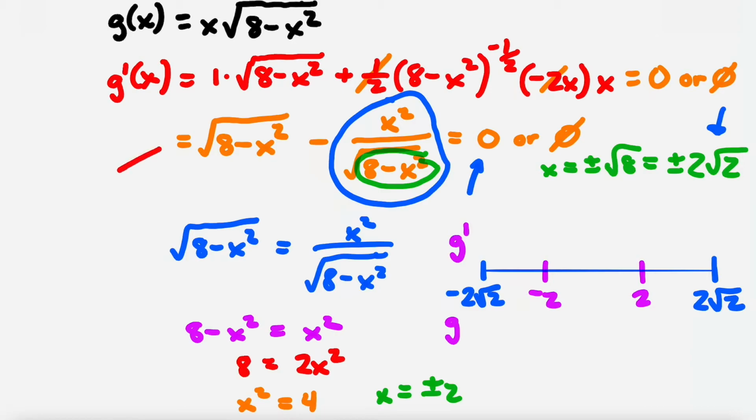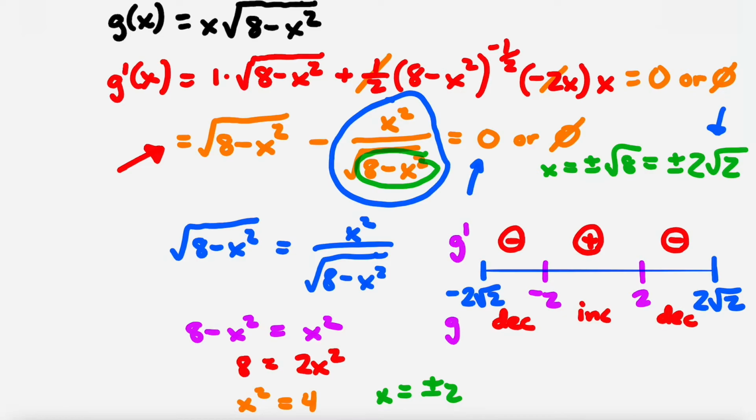I would use this orange part right here because it's a little bit easier to work with. So if we picked a value between negative 2 root 2 and negative 2, this value would be negative, which means g is decreasing. So a good value to pick for this is probably like negative 2.5 or so. If you plug that in there, you end up with a negative. And then I'm going to plug in 0 again to that orange right here, and you end up with a positive. So then it's increasing, and then the last one would be negative for decreasing. So from here, we need to write this all in interval notation.